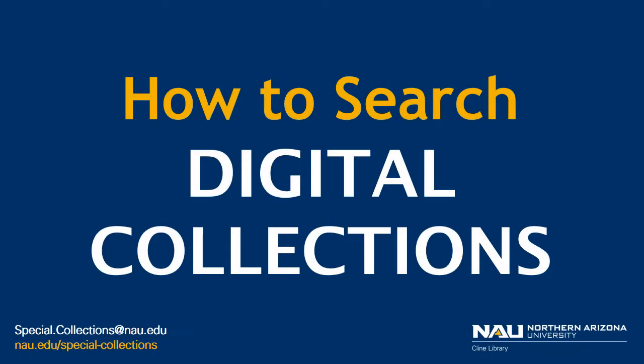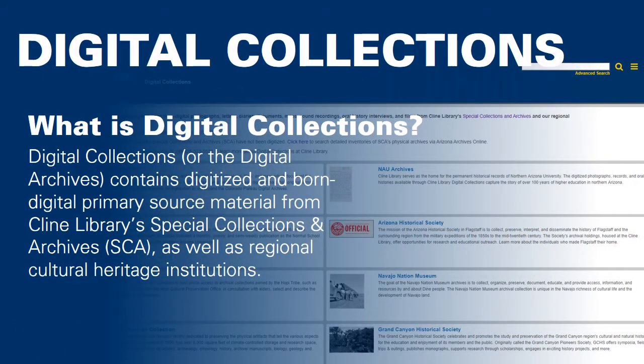This tutorial will show you how to search for primary sources using Cline Library's digital collections. Digital collections, also known as the digital archives, contains digitized and born digital primary source material from Cline Library Special Collections and Archives, or SCA, as well as regional cultural heritage institutions.